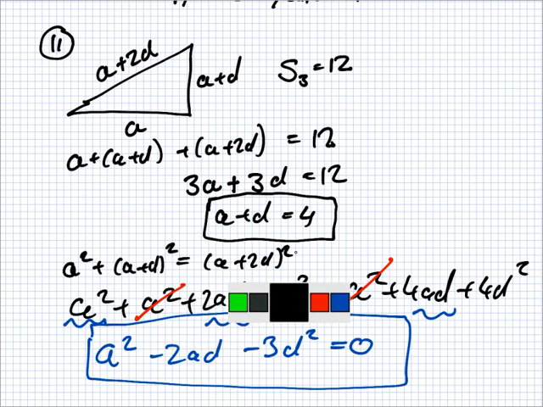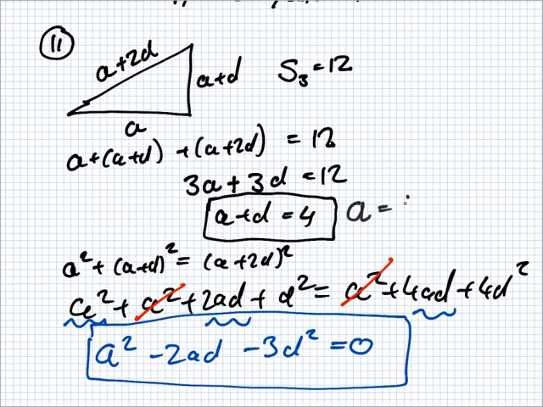Right, so we want to put these two equations together. What am I looking for, A or D? Or both? Any of them will do. Which one's easier? None of them. Okay.